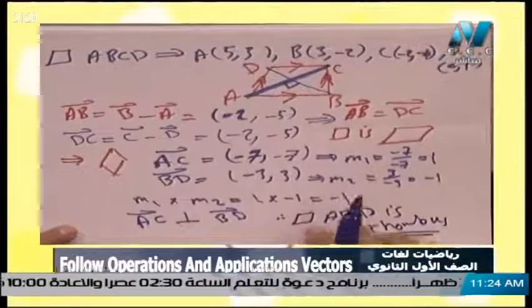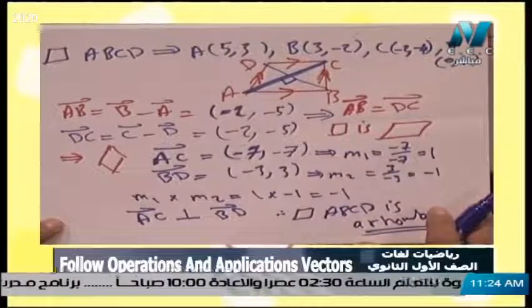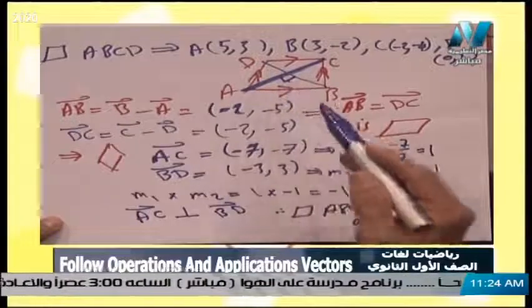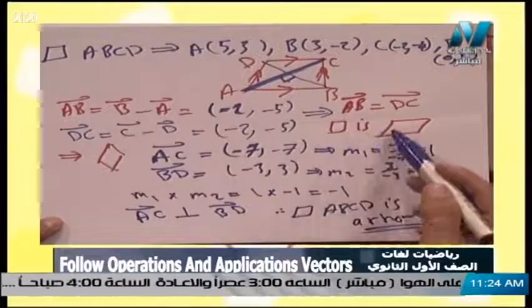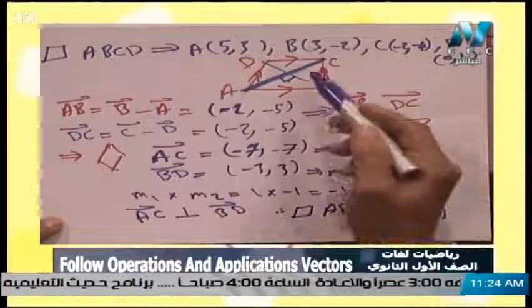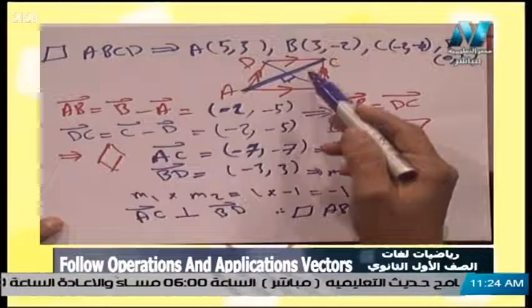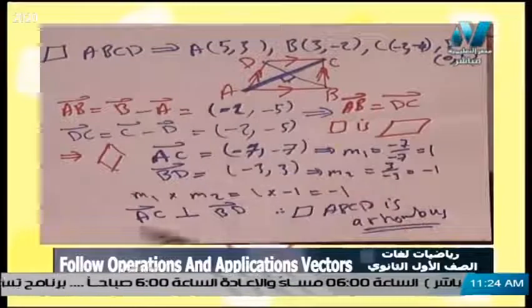Now it's easy for you to deduce that. We have proved that this quad is a parallelogram first, and then we found the two diagonals and proved that they are perpendicular. So it's a rhombus.